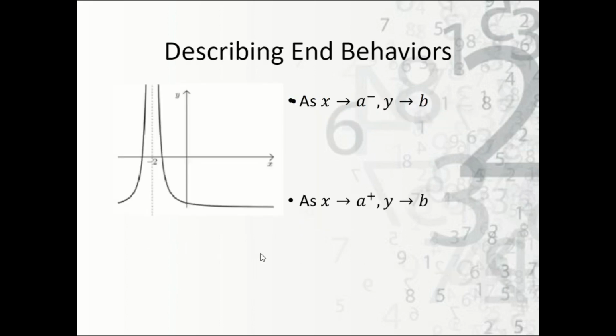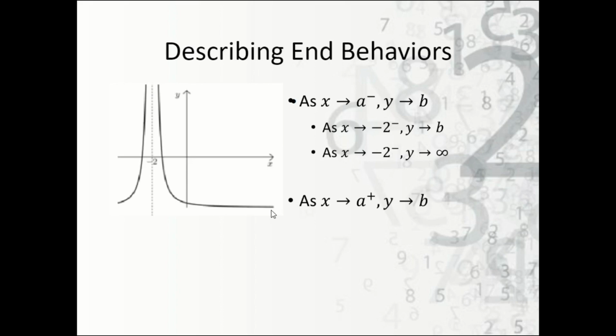So an example of this would be here. We have our function here, and we have a vertical asymptote here at -2. So we're going to say then, as x approaches -2 from the left side, what is y doing? Well, as we get closer to -2 from the left side, we can see that y is increasing exponentially. So y is approaching infinity. So as x approaches -2 from the left side, y is approaching infinity.